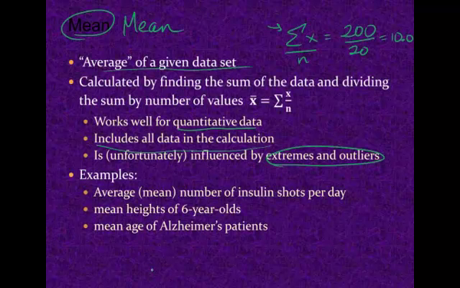However, if we have extreme values, extremely low or extremely high values in the data set, the mean is heavily influenced by those. Examples: insulin shots per day, the average number of insulin shots, that could be the average number that a PA or a nurse has administered, or the average number of shots that a patient receives in a day. Another example, the mean height of 6-year-olds, the average height of 6-year-old boys or 6-year-old girls. Sometimes we differentiate those. And then, for example, the mean age of Alzheimer's patients, or another way to say that would be the mean age of onset of Alzheimer's.